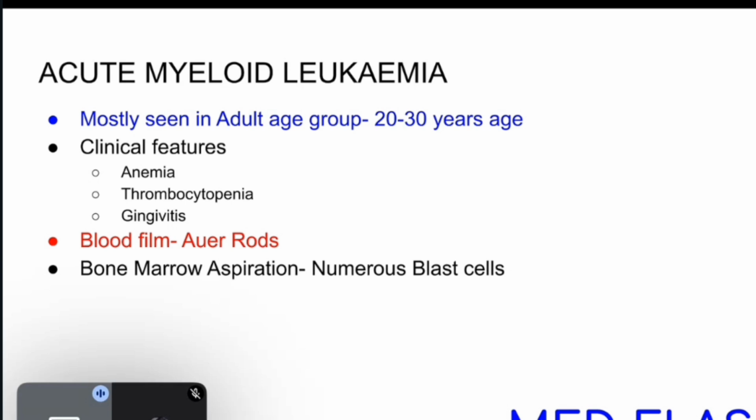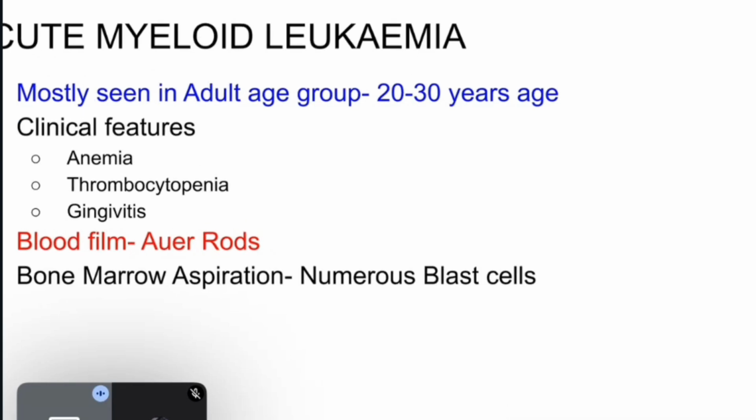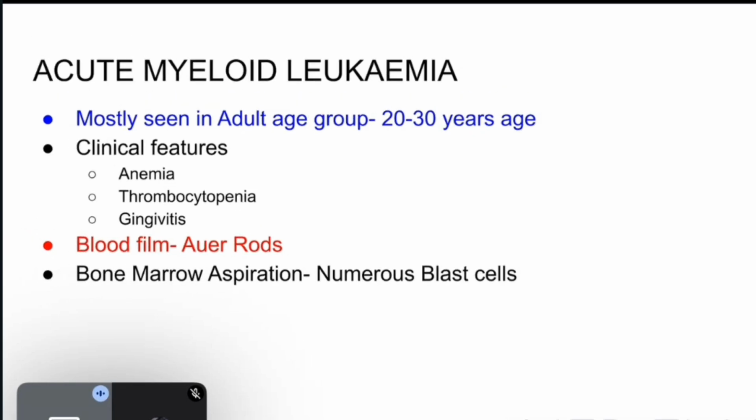Okay, you will see gingivitis. Gingivitis is a common presentation in acute myeloid leukemia. You can also see blood films showing Auer rods, which is again a characteristic feature of acute myeloid leukemia. And bone marrow aspiration shows numerous blast cells, as I had mentioned earlier.